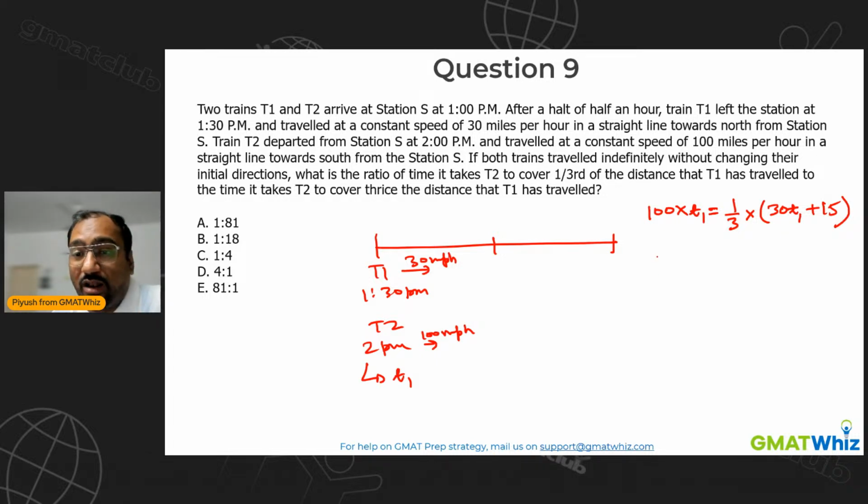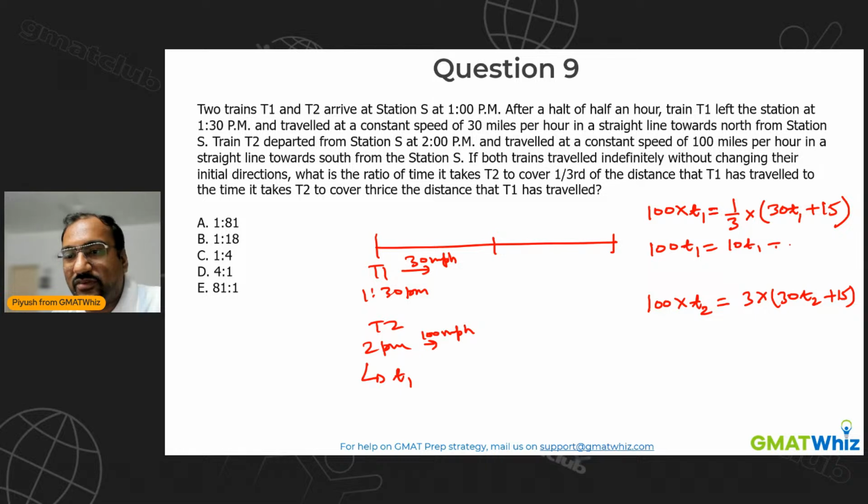If I solve this, I will get the value of T1. The second time will be T2, let's say. So I'll have to write 100 times T2 is 3 times 30 T2 plus 45, basically. I have to solve both of these to get my answer. If I do the first one, I get 10 T1 is 15, so I'll get 90 T1 as 15, which will give me T1 as 1/6, basically.